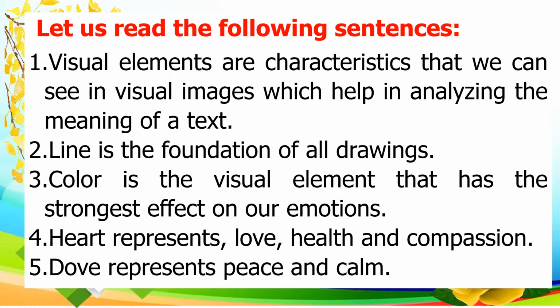Before we start, we are going to read the following sentences. Number one, visual elements are characteristics that we can see in visual images which help in analyzing the meaning of a text. Number two, line is the foundation of all drawings. Number three, color is the visual element that has the strongest effect on our emotions. Number four, heart represents love, health, and compassion. And number five, dove represents peace and calm.